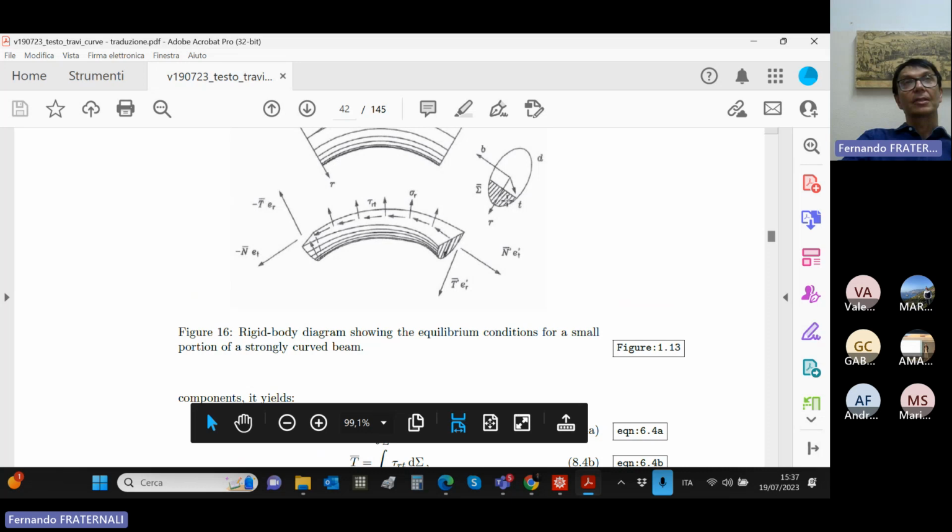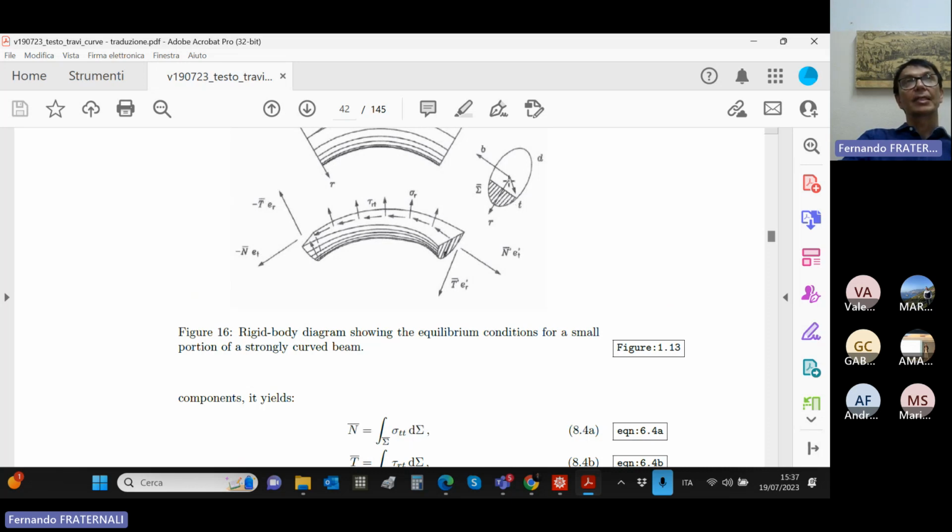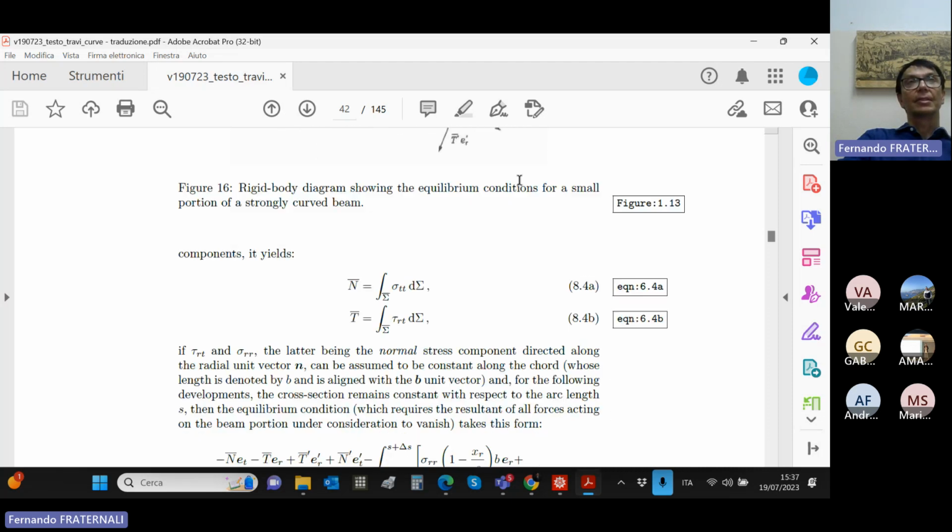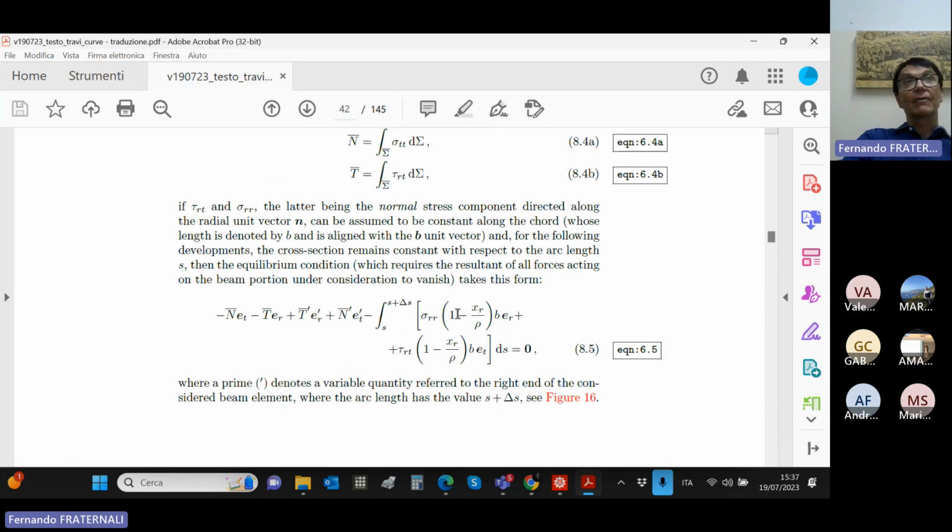and this chord is taken at a distance x_r from the centroid. So this is the scale factor that we need to introduce, and then we need to take integrals. So the formulas are slightly different from those used in the Jourawski theory of the straight beam. And then we have a vector equation here because we are multiplying these quantities by the unit vectors of the corresponding directions.